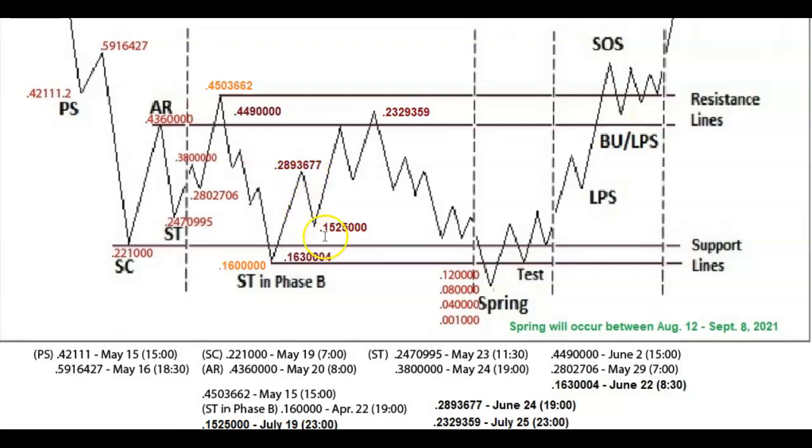But look at this. Doge went up to 0.289367, which would have fit this parameter here. Okay. But then look, it tanked. It went to 0.1525000 on July 19th at 2300 hours, which would actually have brought this down below the ST and phase B. And so a lot of people thought, wow, that's the spring.